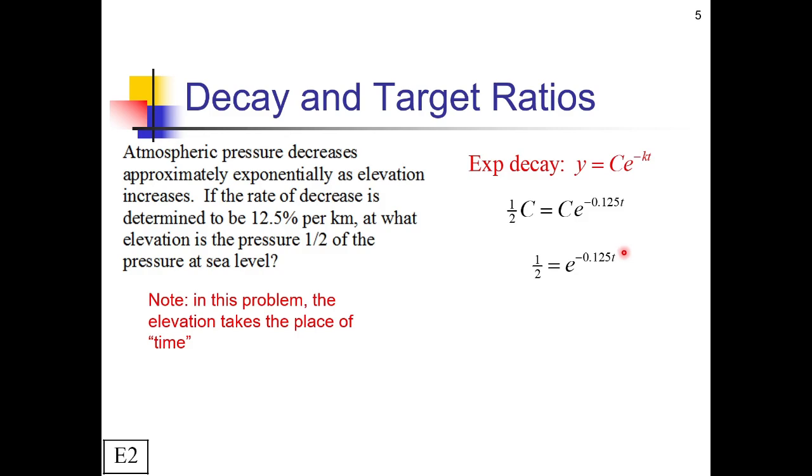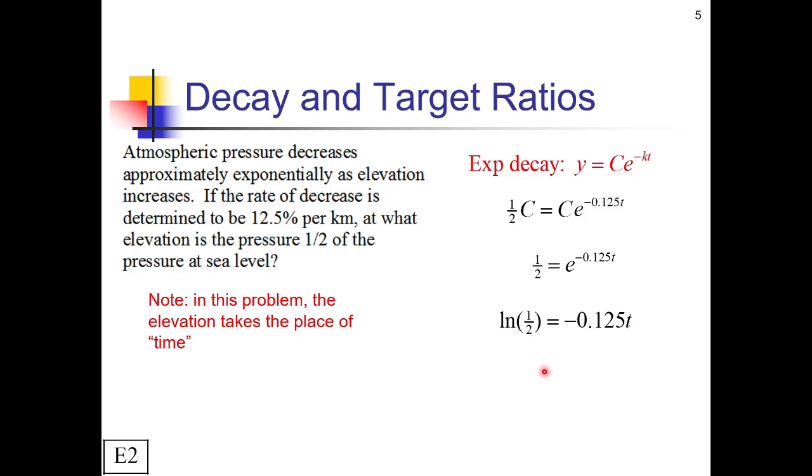Now to get the t out of exponent land, I'm going to need to take the log of both sides. Since I've got e as my base, I'm going to use ln. So I'm going to have ln of 1/2 on the left side, and on the right side, my exponent pops out. I've got negative 0.125t times ln of e, but ln of e is just 1. So I really just end up canceling out the e over there and getting negative 0.125t. At this point, all I need to do is divide both sides by negative 0.125.